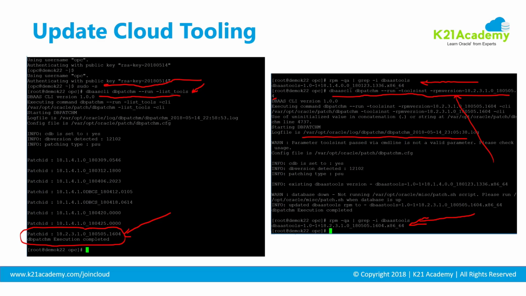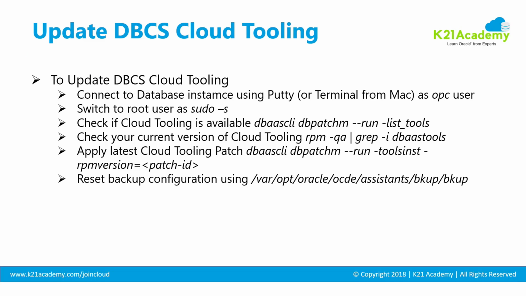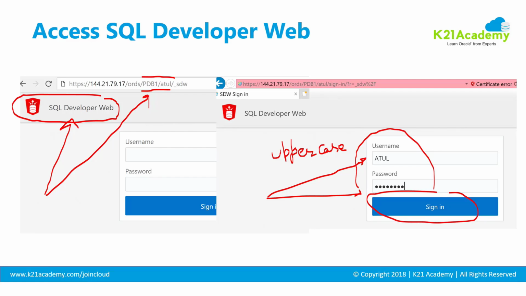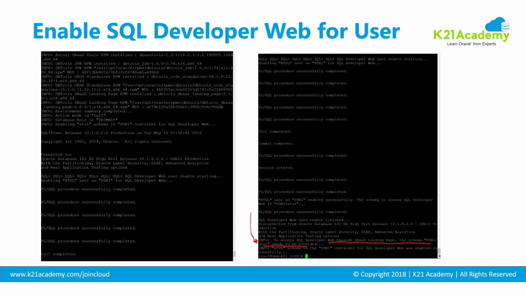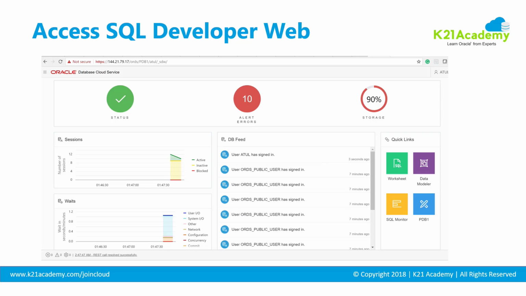And once you get it, then you can go and enable this SQL Developer Web. And for additional users, by default, it will be enabled for PDB admin. Once you have updated your tools, you should then be able to access the SQL Developer Web for PDB admin. If you want it for additional users, you go and enable it for additional users as shown in a previous step.